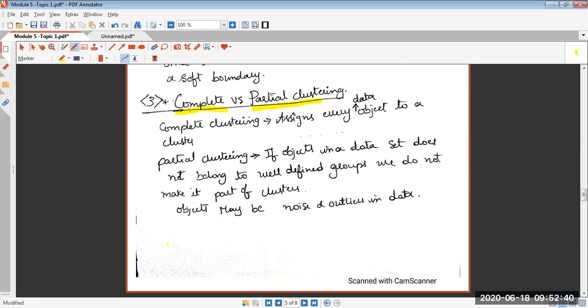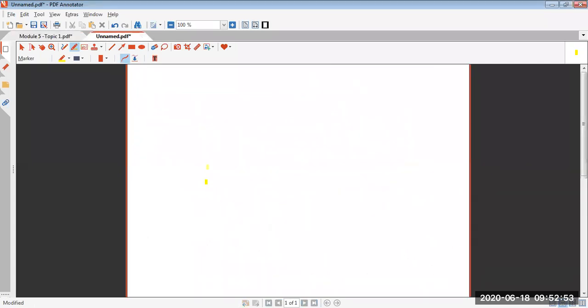Complete means what? For example, consider you had 10 data objects. All the 10 data objects have been grouped into clusters. That is complete clustering. That's it. For example, I'll write it on a new page. See, for example, I had a few set of data objects here. I have just plotted it.